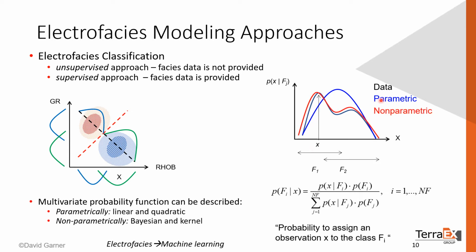So the Bayesian approach is one of the non-parametric approaches, and there are different implementations in the commercial software. But these non-parametric approaches adapt to the data distributions when we have different facies. And so here we're just saying, what is the probability of a new observation to be assigned to a particular facies class, and that's this non-parametric approach.